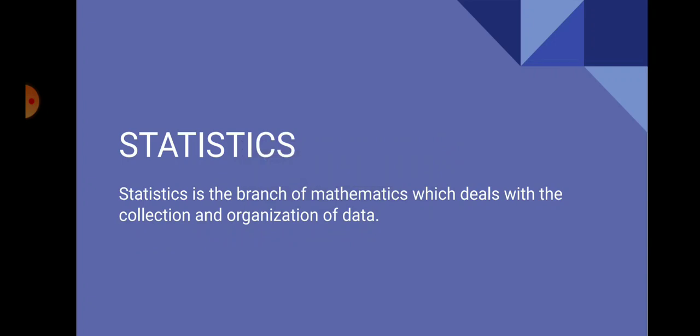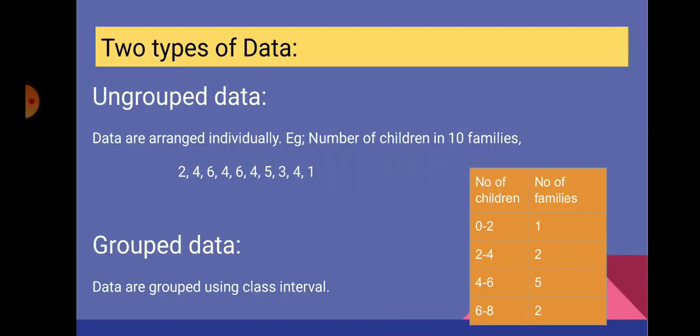After this, let me clarify what is the difference between grouped data and ungrouped data. Till now you all discussed about grouped data and ungrouped data. Now we are going to convert that ungrouped data into grouped data. So look here, two types of data. One is ungrouped data and the other is grouped data.